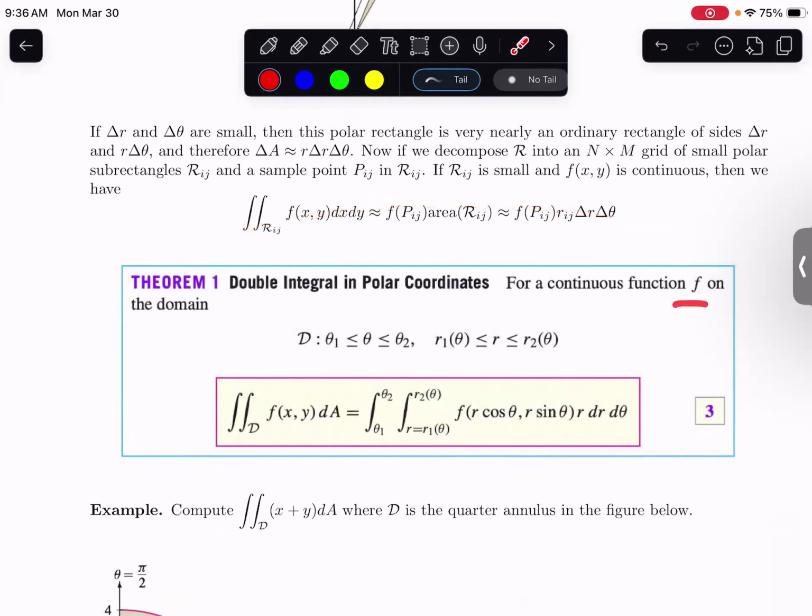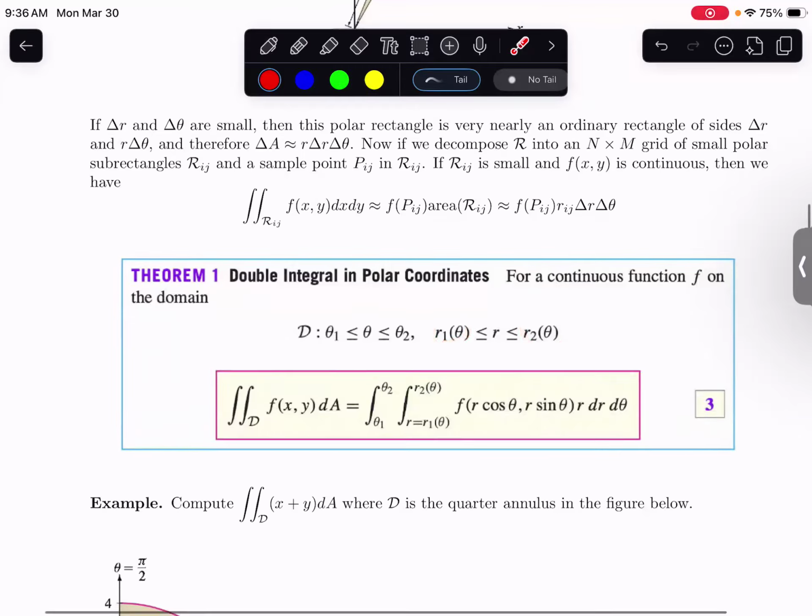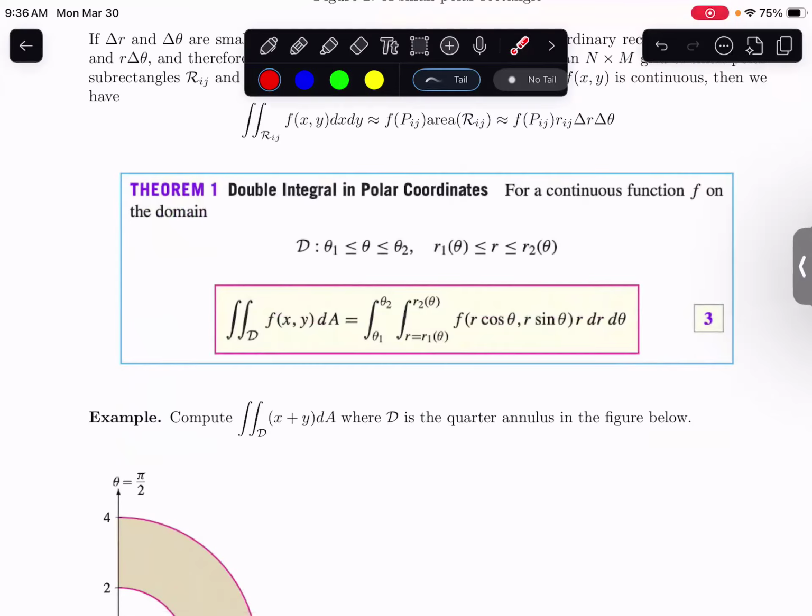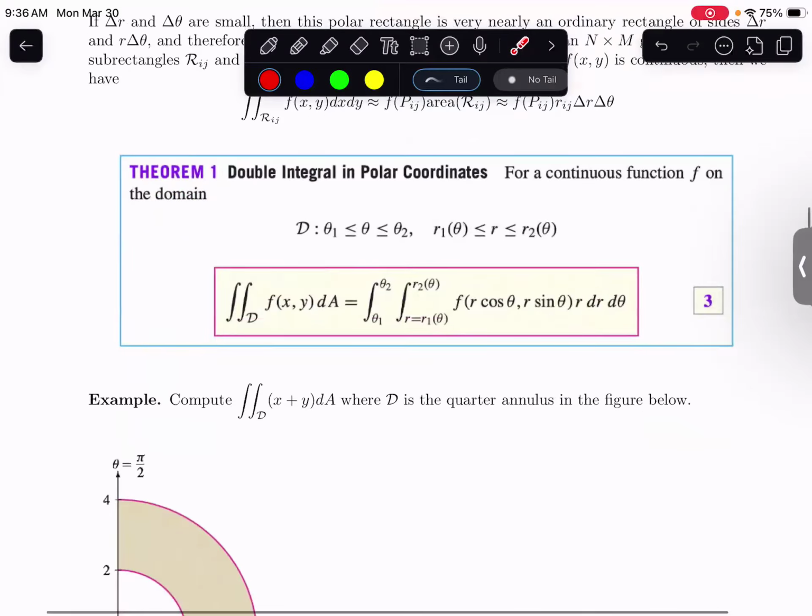So for a continuous function f on the domain where theta ranges from theta 1 to theta 2, and r ranges from r1(theta) to r2(theta). So here they're assuming r is a function of theta, which isn't always going to be the case, but I guess they're writing it out for convenience's sake. So we end up getting the following.